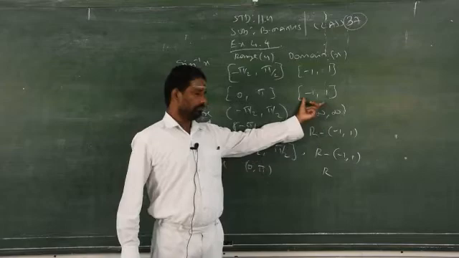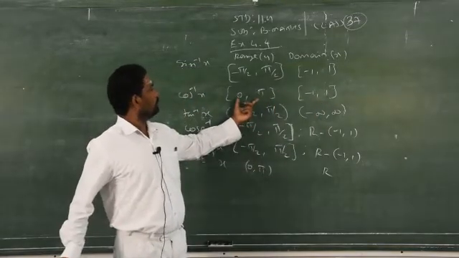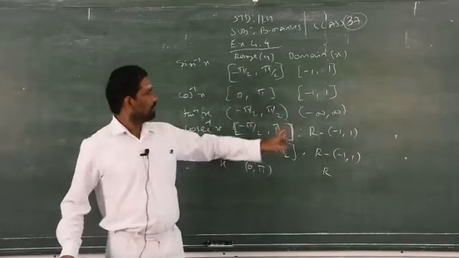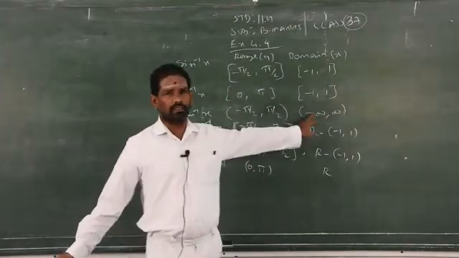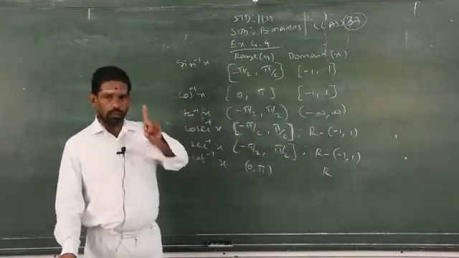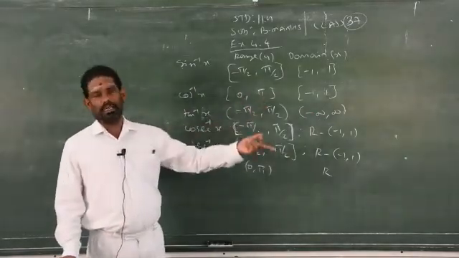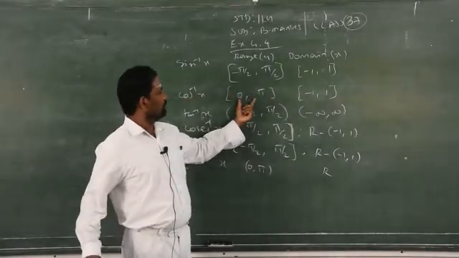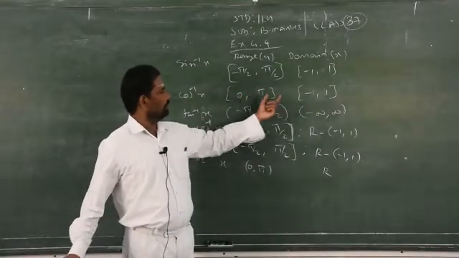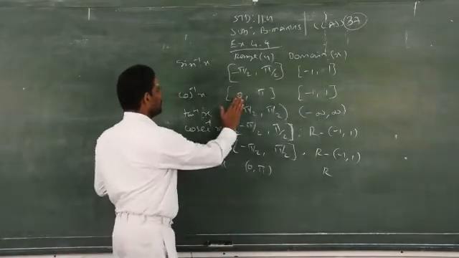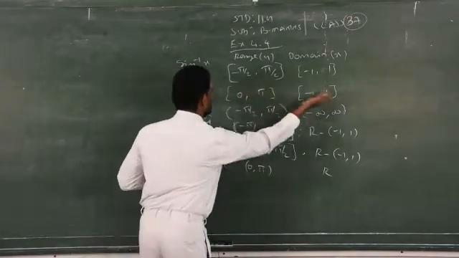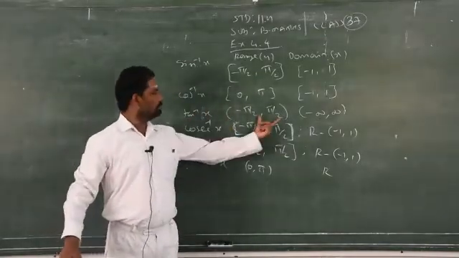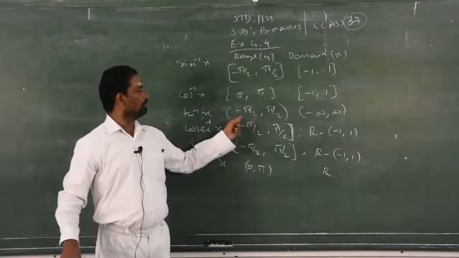The same thing for cos, only the range changes to 0 to pi. Cos 0 is how much? 1. Cos pi is minus 1. That's what the range is. When you substitute x equal to 0 and x equal to pi, you will get the right answer. Similarly for tan, here I introduced a simple bracket, which means you don't include minus pi by 2 and pi by 2.